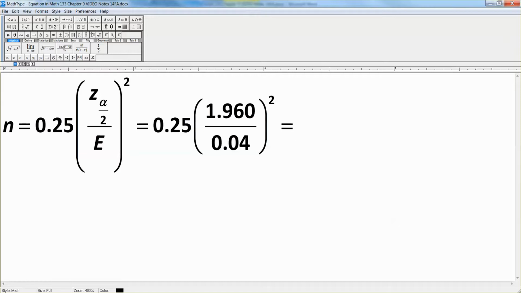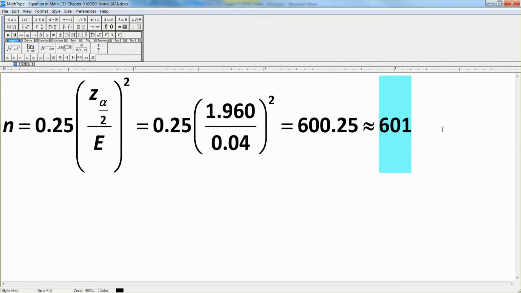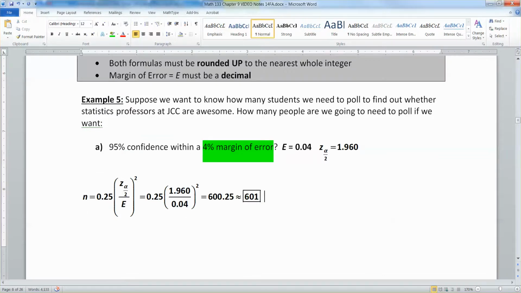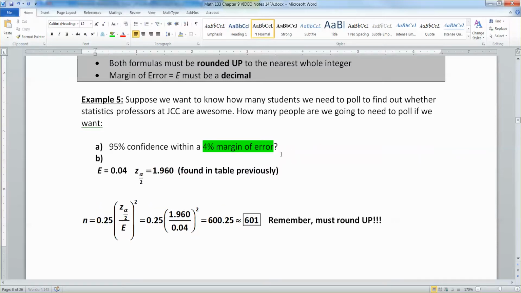So this is 600.25, and therefore I need to poll at least 601 people. You have to round up, no matter what. No going down to 600. All right, wonderful. Made a little note to ourselves. Remember, must round up. And this one we found in the table previously, right? We found that already, that value 1.96, on a previous problem or previous page.